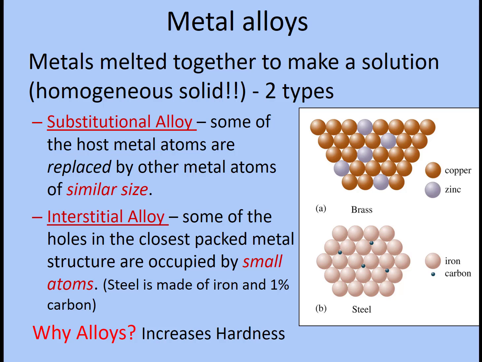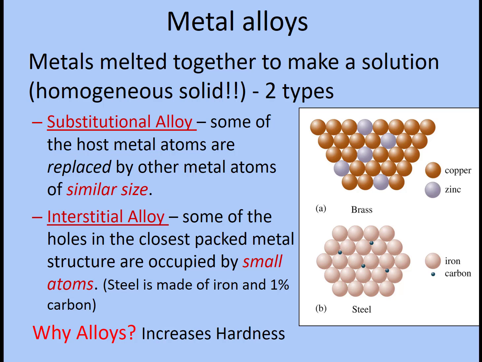Metal alloys. The AP Chem test is big on metal alloys. You for sure need to know these two different types and what they mean. A substitutional alloy, this is when some of the atoms in the metal are replaced with another metal atom of a similar size. And a good example of this is with brass.